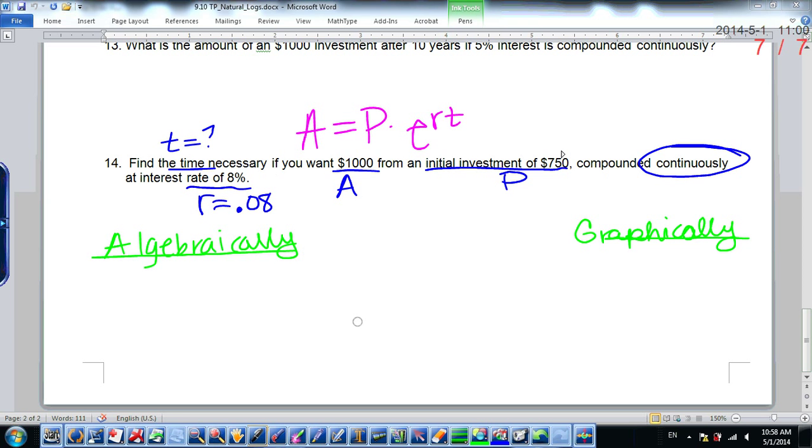Let's go ahead and fill in what we've got. So we know that we've got 1,000 is equal to, what's our principal? 750 times e to what? 0.08t power. Is everyone okay with that? Okay, our goal is to solve for t. So what would we do first? Divide by 750. Okay, so I'd have 1,000 over 750 is equal to e to the 0.08t power.